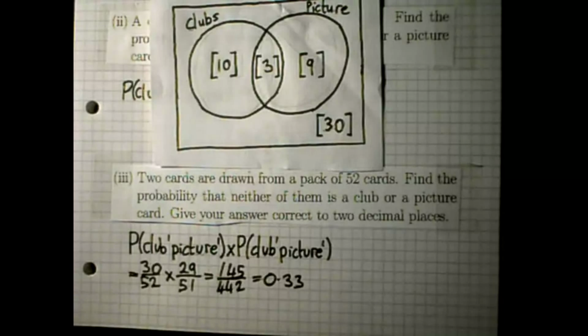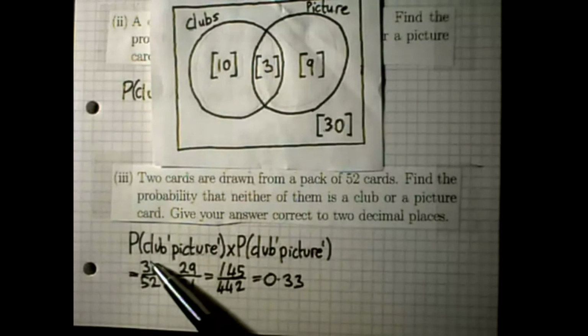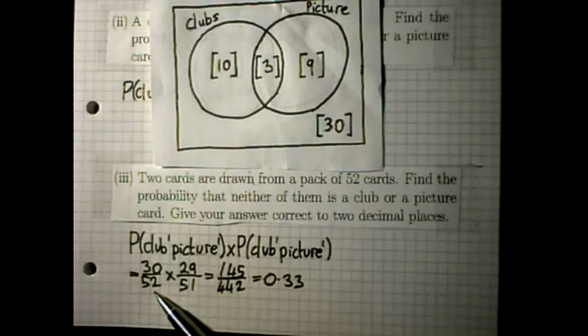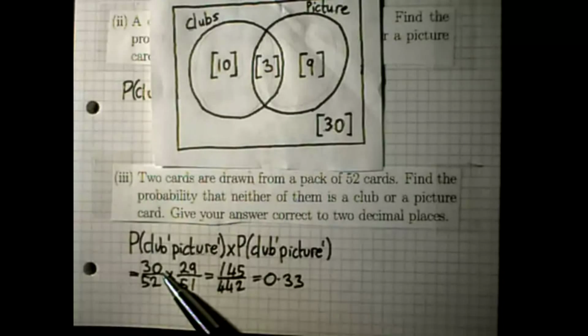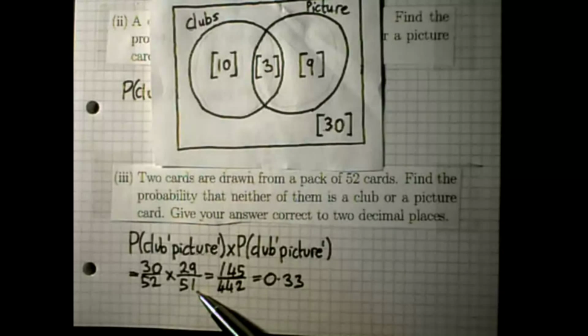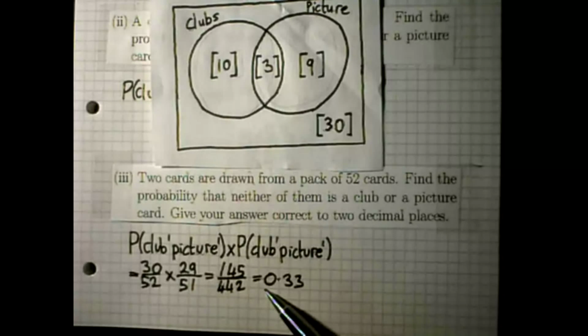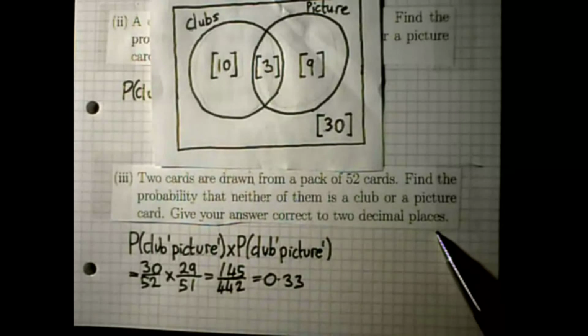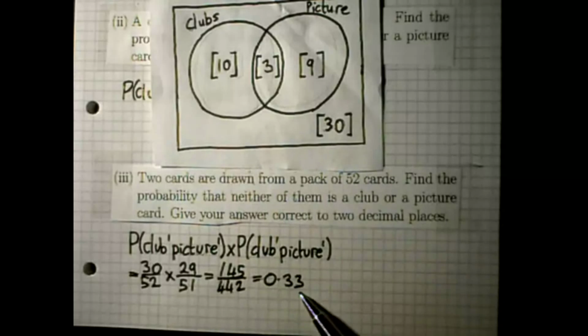Well, here we go. The first time you draw a card, the probability of not getting a club and not getting a picture card is 30 divided by 52, because there are 30 cards that fit the bill out of the entire deck of 52 cards. Secondly, if you want to not draw a club or a picture card again, there are 29 of them left because you've already drawn one of them. Secondly, there are 51 cards in total left in the deck, again because you've already drawn a card. So you work that through and you get 0.33. It says give your answer correct to 2 decimal places. Much as I would love to leave my answer as a fraction, you have to give it as a decimal.